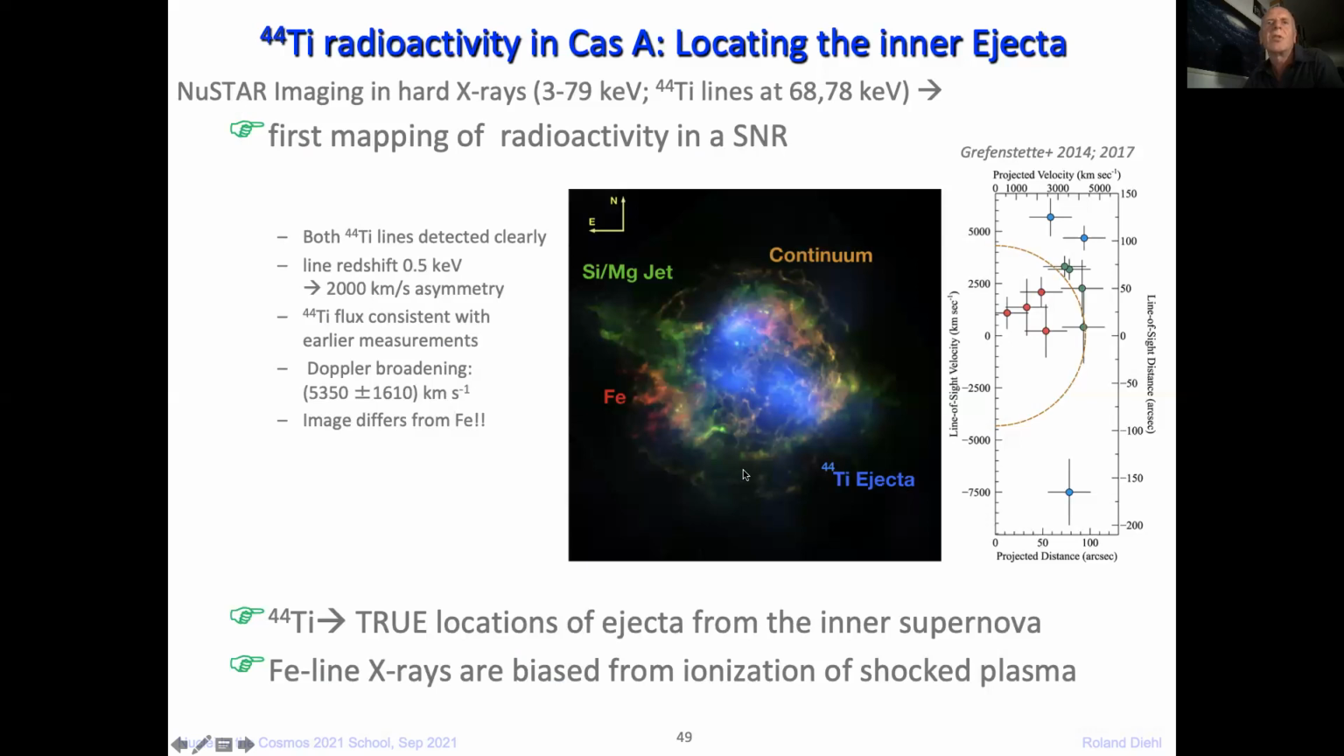So that image shows you that with radioisotopes, you can see the true location of the inner ejecta, because the radioactive emission here is independent of the ionization state and of the temperature, so of the plasma parameters of the hot gas. It actually is only due to the weak force of the radioactive decay, and so it doesn't have the bias that you have in X-rays, and one has to be careful analyzing absolute measurements in X-rays for that reason. So that was a very nice application of measuring radioisotopes directly.